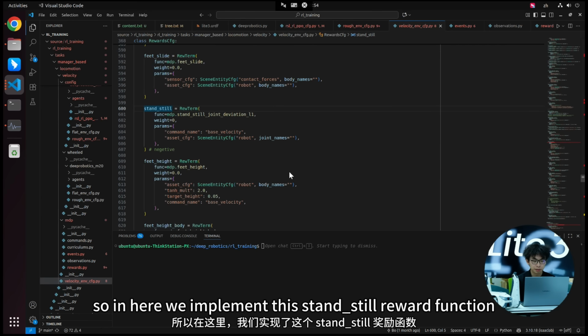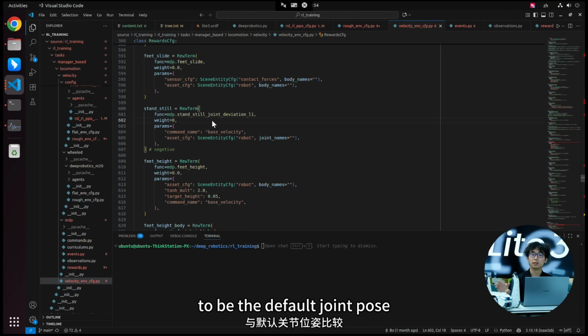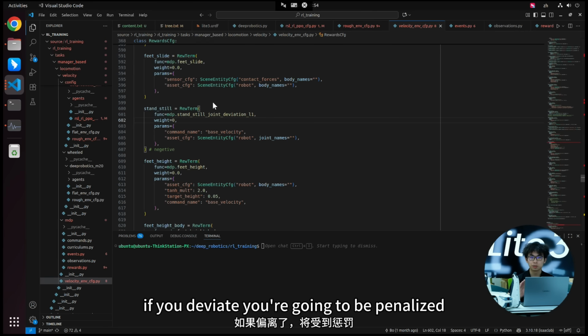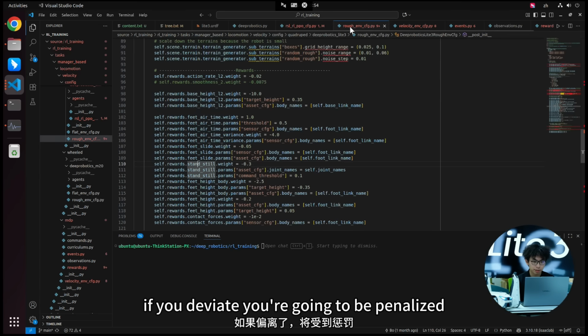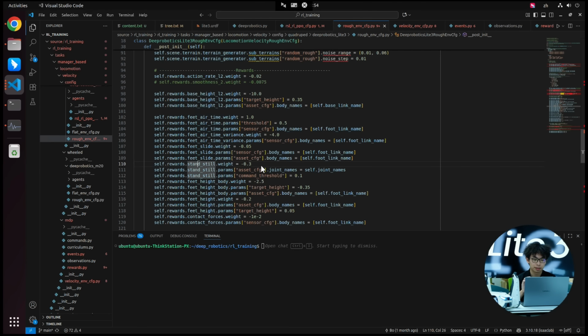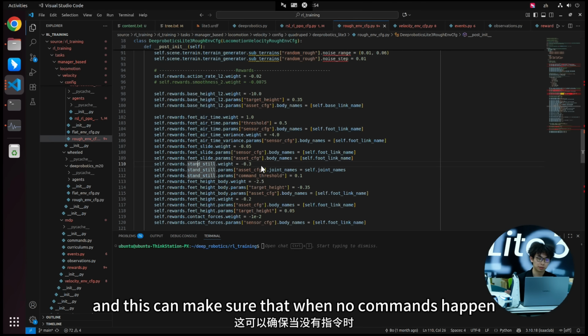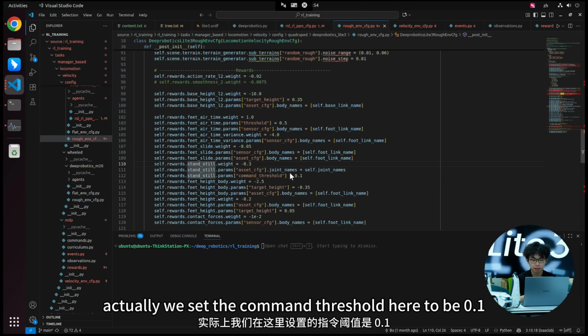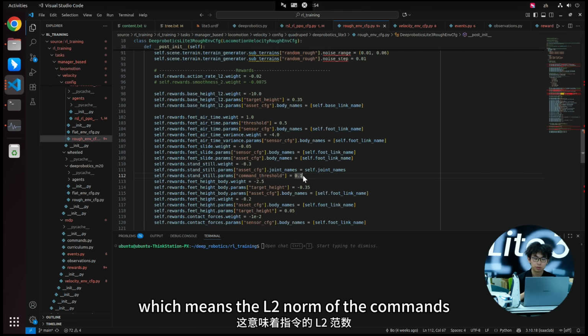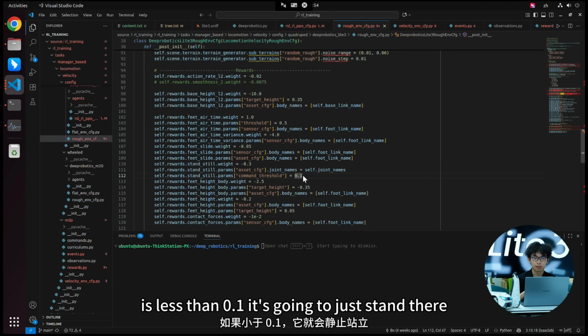So in here, we implement this standstill reward function as the joint deviation from the default joint pose. If it deviates, it's going to be penalized. This makes sure that when no commands happen, we set the command threshold here to be 0.1, which means the L2 norm of the 3 commands is less than 0.1, it's going to just stand there.